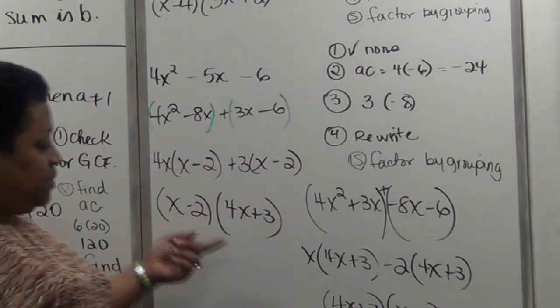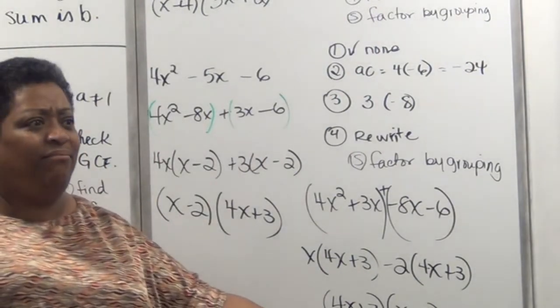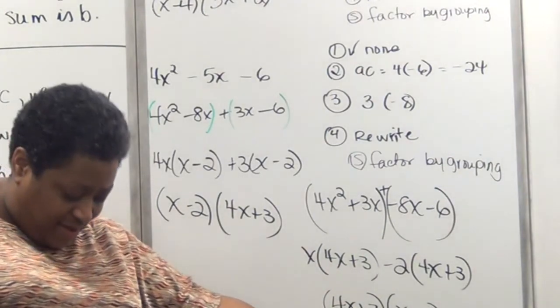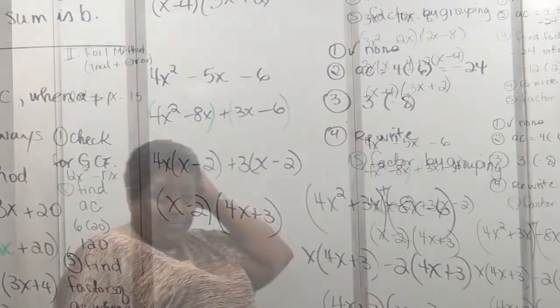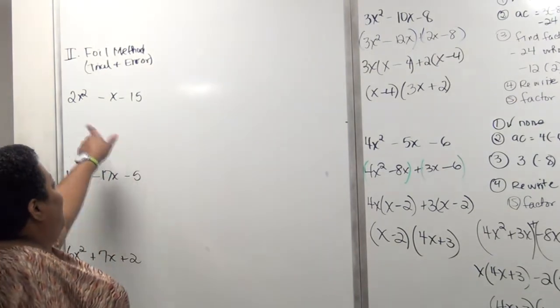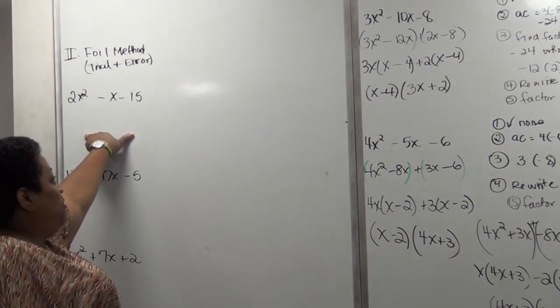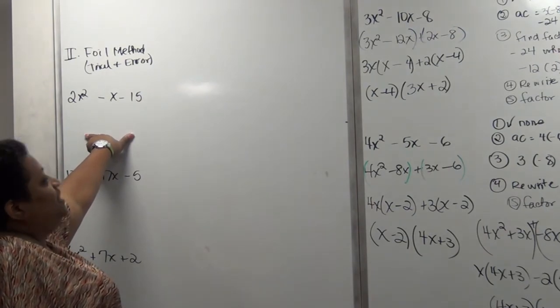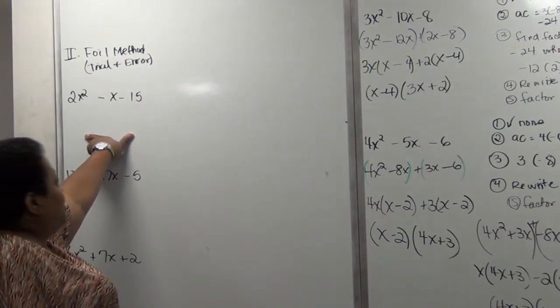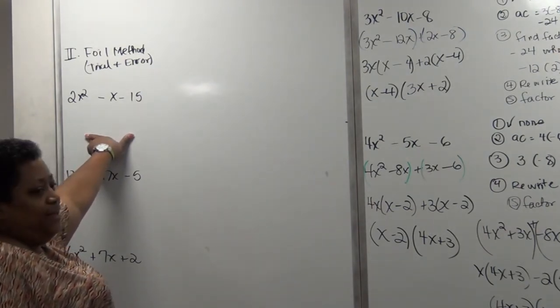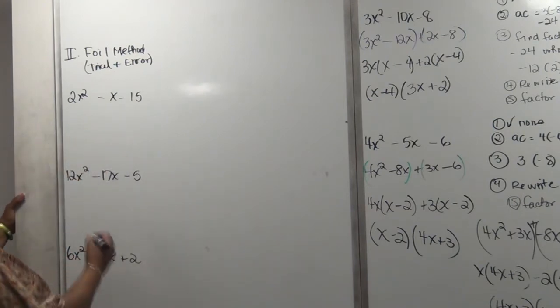And that's the same thing because of what? Property? Commutative, yes, don't forget it. But there is another way to factor trinomials when A does not equal 1. And that is called the FOIL method.